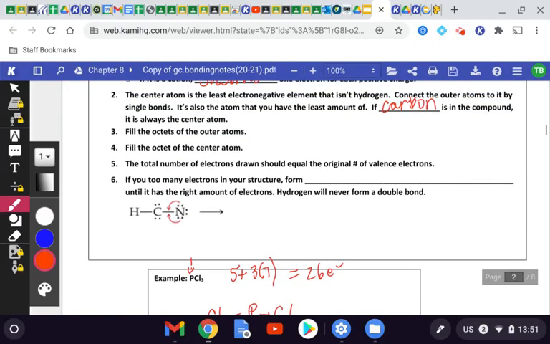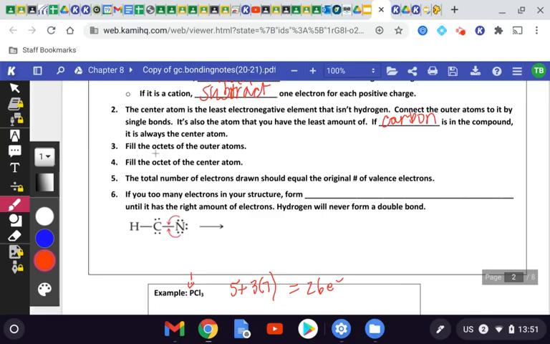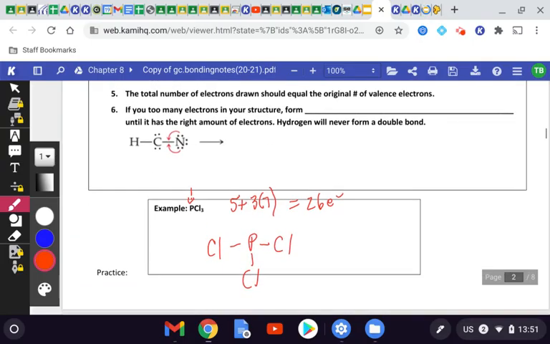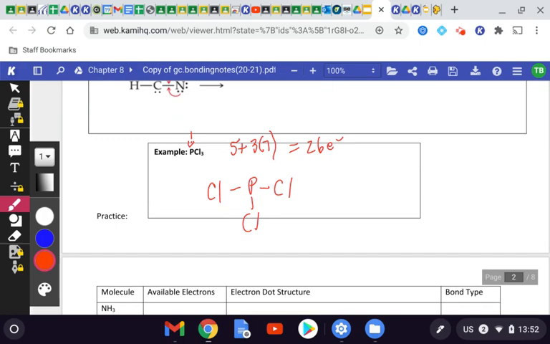All right, and then the rule says fill the octets of the outer atoms. By octets, what we really mean there is 8 electrons. Okay, remember the octet rule. All atoms will gain, share, or lose electrons in order to have a noble gas configuration or 8 valence electrons. So we're going to give our outer atoms octets.